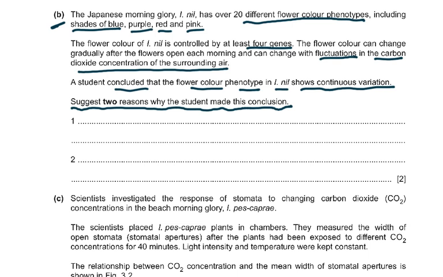So they don't change with the environment. The first point was that the colors are of different categories; there are no distinct categories, there are many, many intermediates. Number two, there are several genes which are involved in it. Number three, environment affects the color, or environment affects the phenotype. So all these things reason out that it is continuous variation.